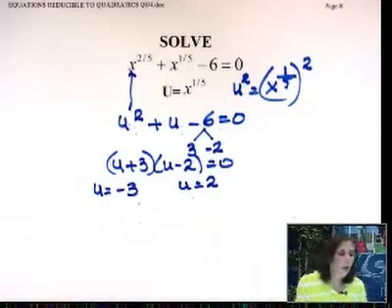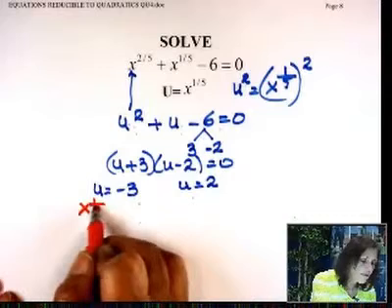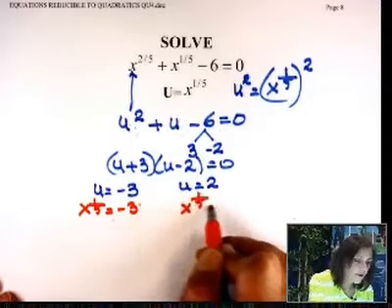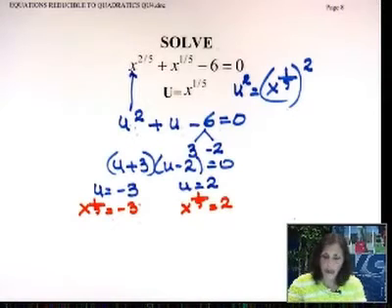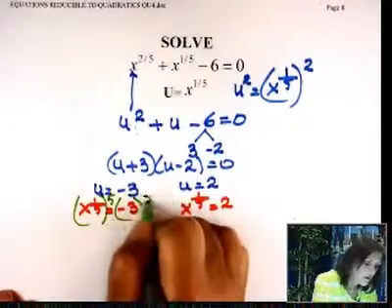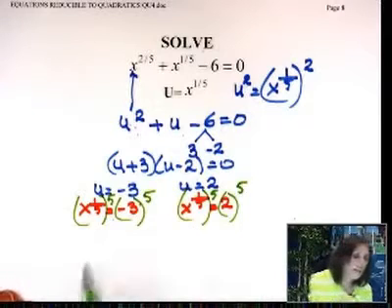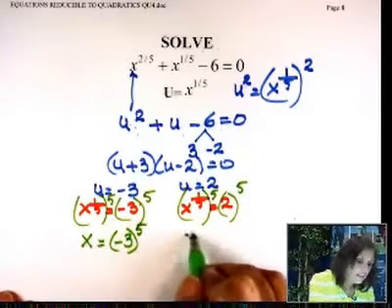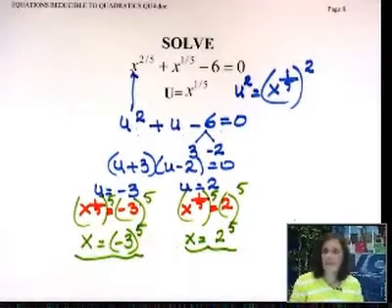Now substitute back. What was u to start with? U was x to the 1/5. And this was x to the 1/5. What am I going to do now? To get rid of the 1/5, I need to actually take the 5th power of both sides. So what do I get? I'm going to get x equals negative 3 to the 5th power, and x equals 2 to the 5th power. Okay, does it make sense?